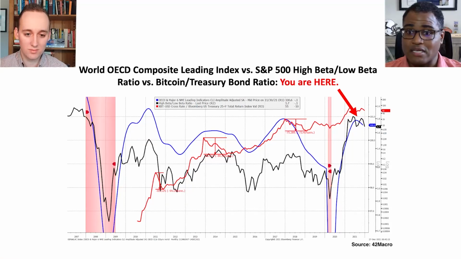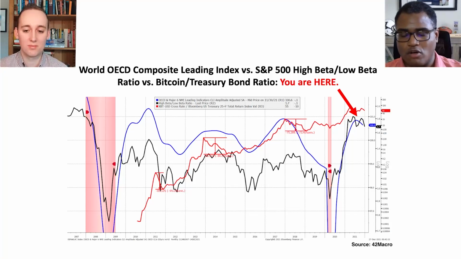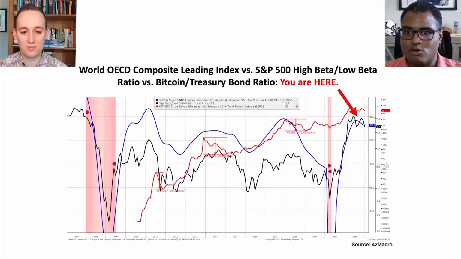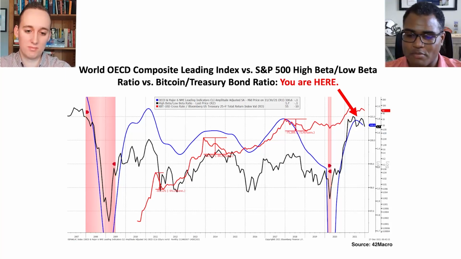And I have this one really interesting chart, which shows the OECD composite leading index time series for the world. So basically, where's global growth. It shows that time series relative to the S&P 500 high beta to low beta ratio. Those are the high beta stocks relative to the low beta stocks. And then the red line in that chart shows Bitcoin relative to treasury bonds. And every single time global growth peaks, you see a 50%+ decline in high beta stocks relative to their low beta counterparts. And you see a 75%+ decline in the price of Bitcoin relative to the price of treasury bonds.